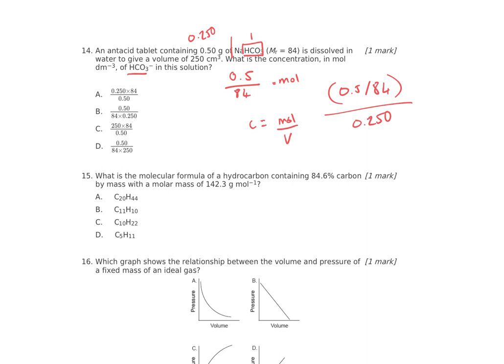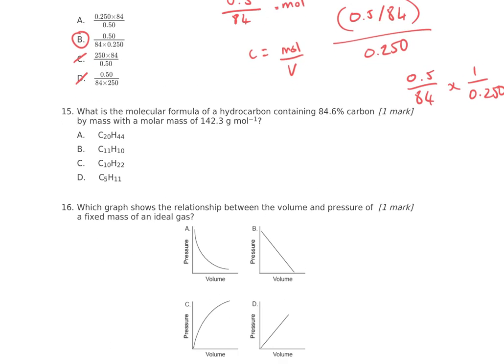Okay, so straight away I can rule out the ones with 250 in. And then 0.5 has to be over 84. And then, so if you've got 0.5 over 84, and then we've got 1 over 0.250 effectively. Okay. All right, so that's going to be B.